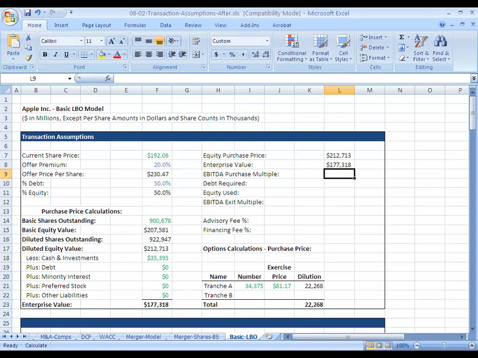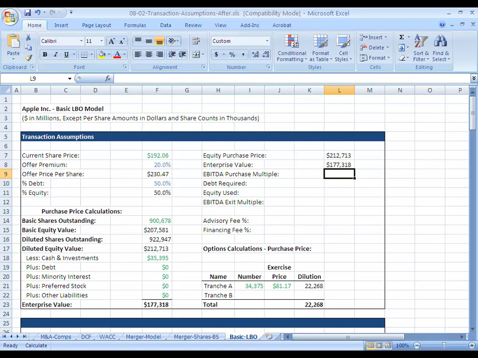Now for the EBITDA purchase multiple, this one's extremely important because whenever a PE firm is buying a company, everything is based off of EBITDA. So the amount of debt they can take on, the amount that they're paying for the company, the amount that they can sell the company for, everything with leveraged buyout models is based on EBITDA and EBITDA multiples.